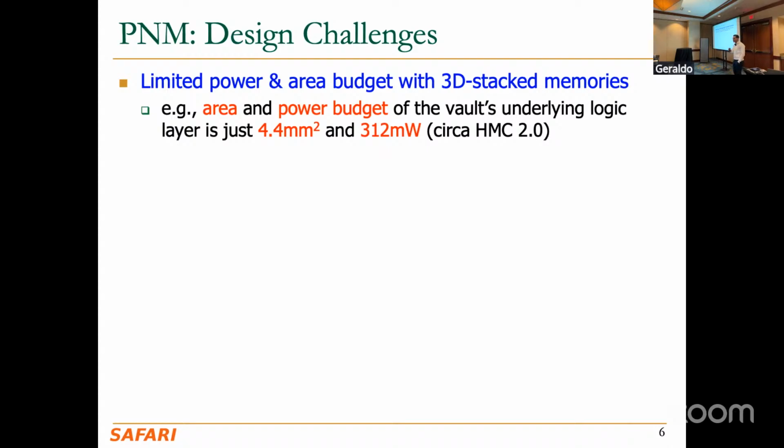In the time of HMC, that memory space was around 4.4 millimeters square per 3D partition called a vault in that memory chip. At the same time, you have to drive that circuitry, right? So you also have to take into consideration the power budget that you are going to have available per vault without having to redesign the circuits and increase the voltage level, for example, for the 3D stack chip.